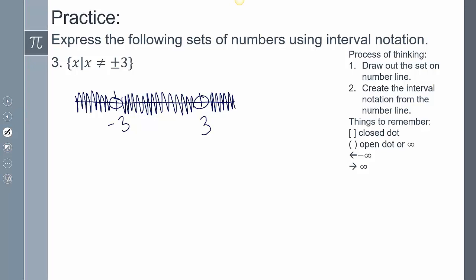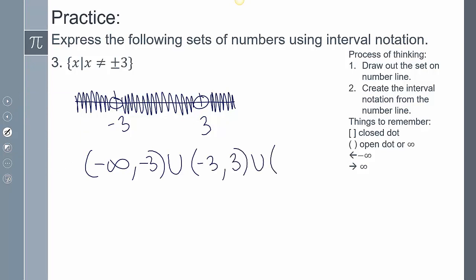And so now in step 2, it says create the interval notation from the number line. So now we just need to translate this. It starts at negative infinity and goes all the way to negative 3. Now there's more, so union. Then it's going to be from negative 3 all the way to positive 3. Now there's more, so union. And then it looks like from 3 all the way on, so 3 all the way to positive infinity. And so that's going to be my answer.